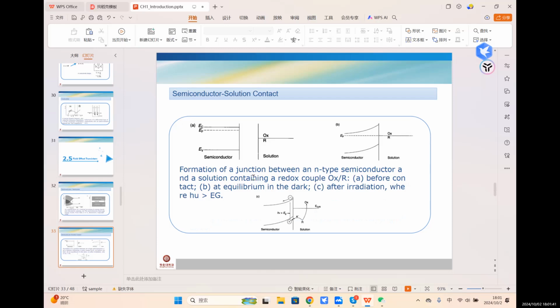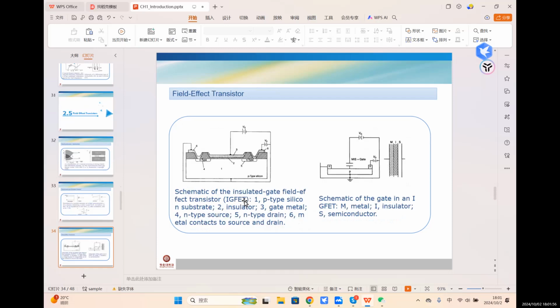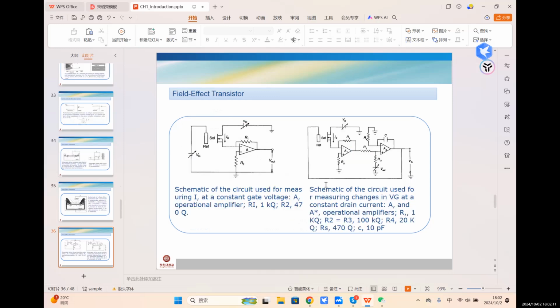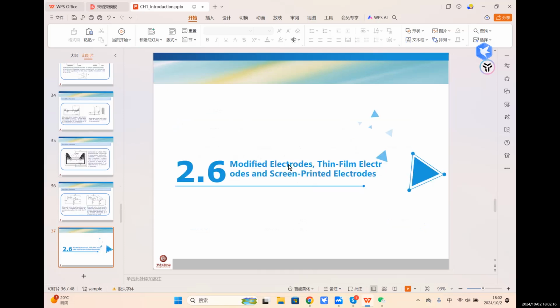Okay, the next title is formation of the junction between an N-type semiconductor and a solution containing a redox couple before contact. And this is the field effect transistor, and this is the inside structure. So how does it work, the function and the inside electric structure?